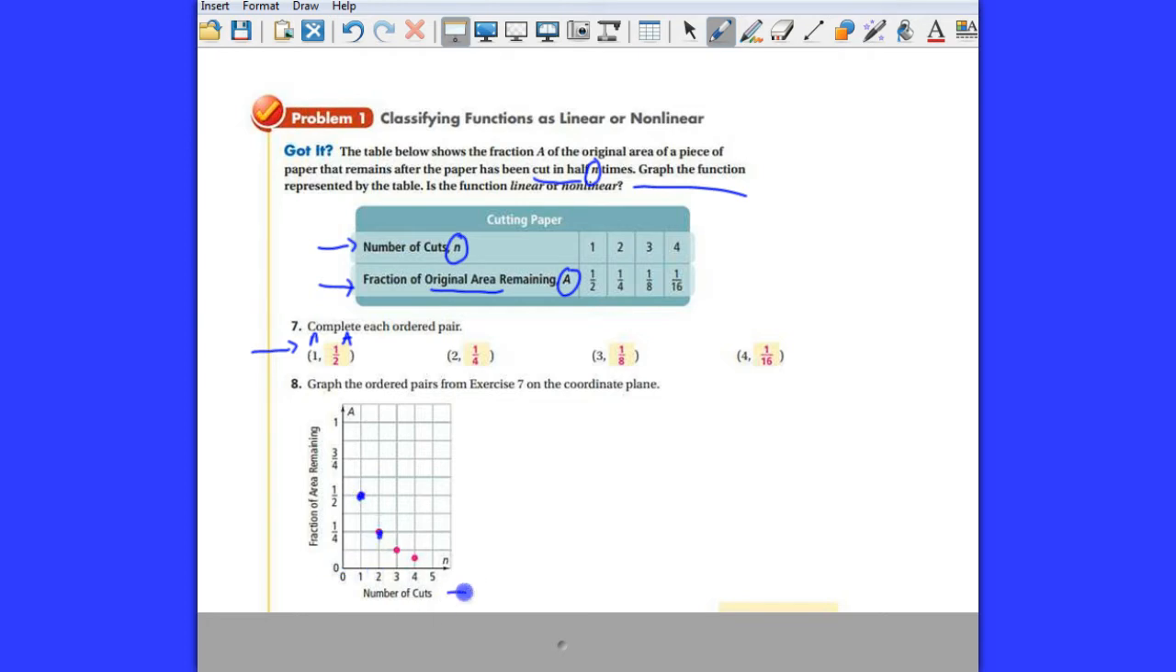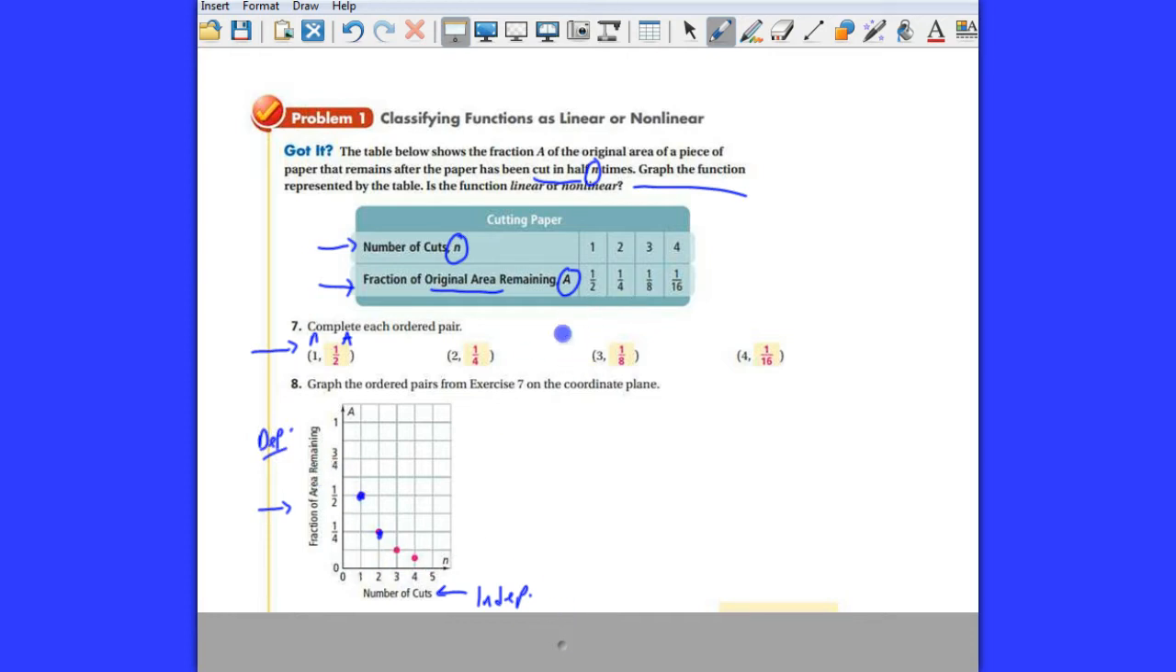Again, notice the axis is labeled, okay? Number of cuts and the fraction of the area remaining. These are our 2 variables. Remember that this one is the independent, and this is the dependent variable. Let's review from the last section. The area remaining depends on the number of cuts that you do.